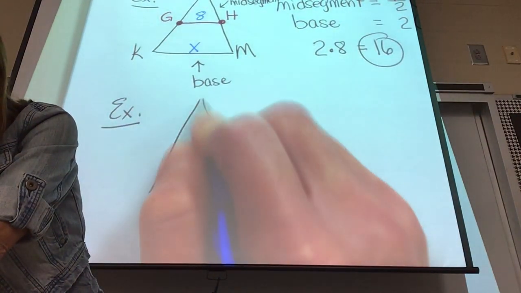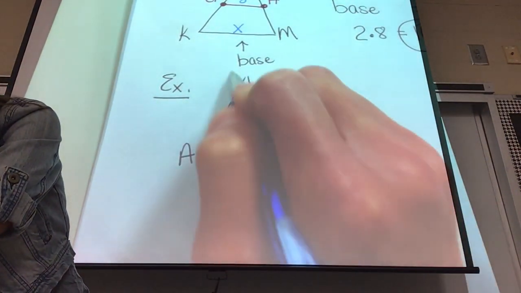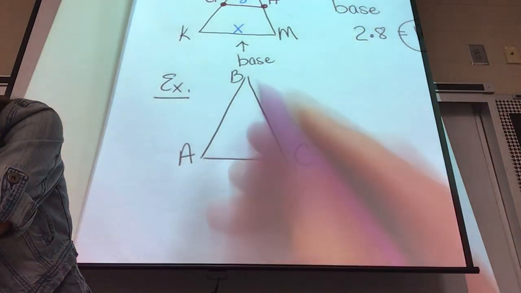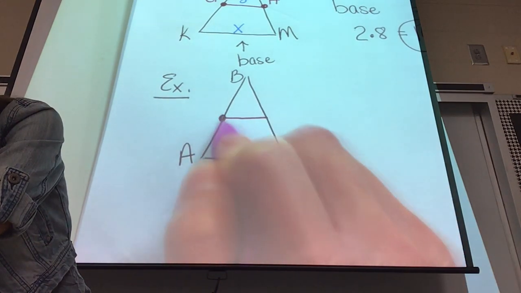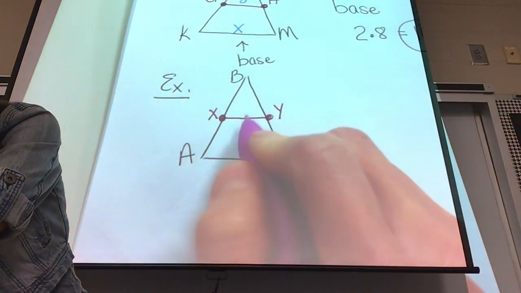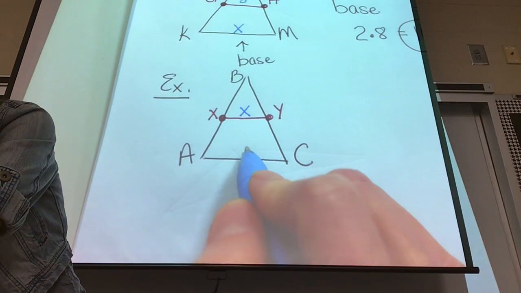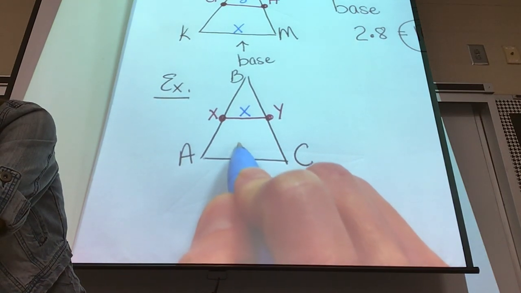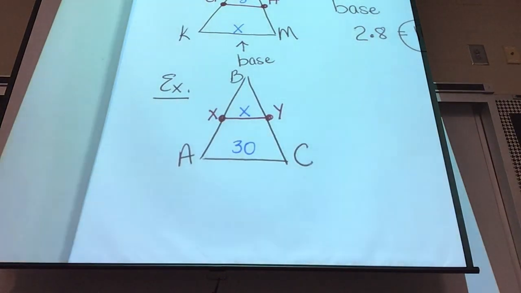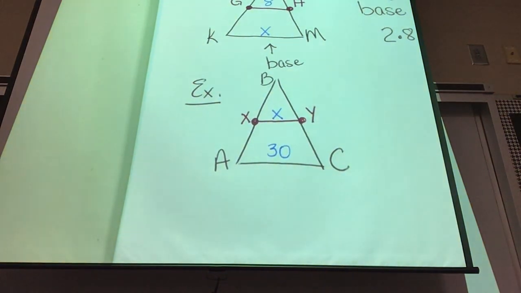Okay, so let's try another one. So this time I've got, let's see, ABC, okay, so let's say I give you this now. So this time, I've given you triangle ABC.